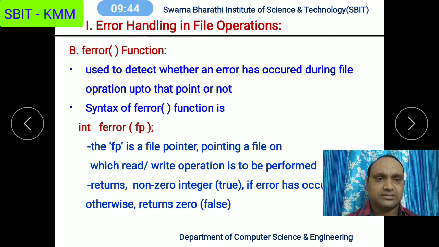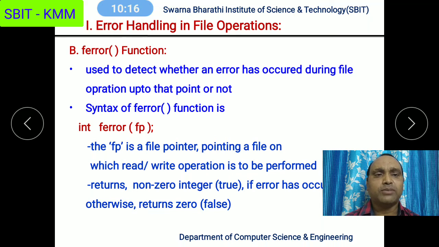Another function that is widely used to check for errors while performing operations on the file is the ferror function. So this is the second function that is supported from the C library. The ferror function can also be used to check whether any error has occurred while performing operations on the file up to that point.